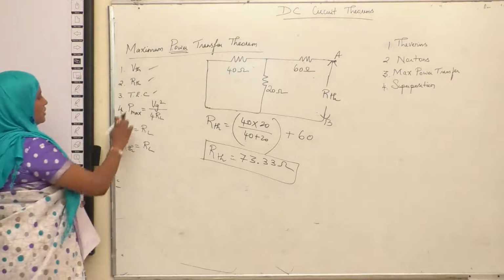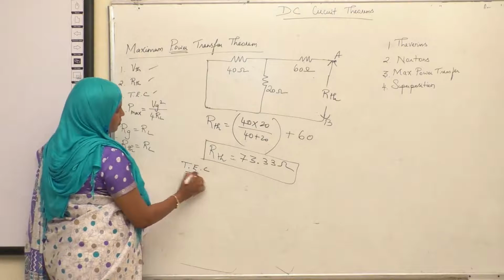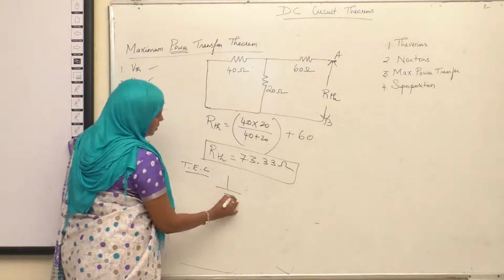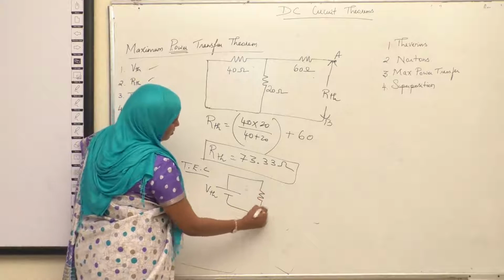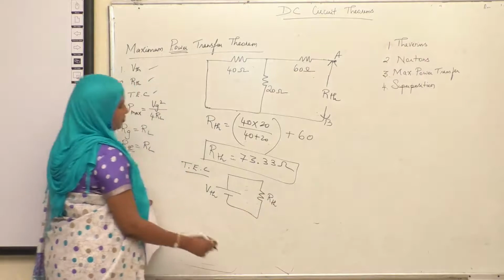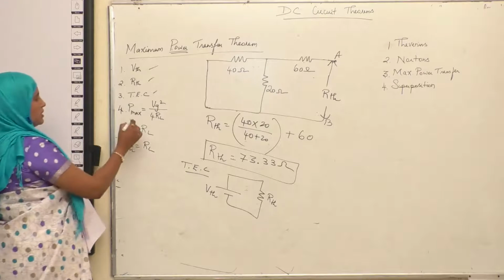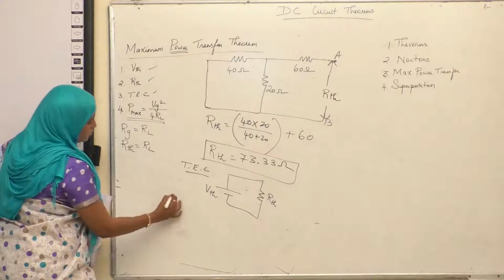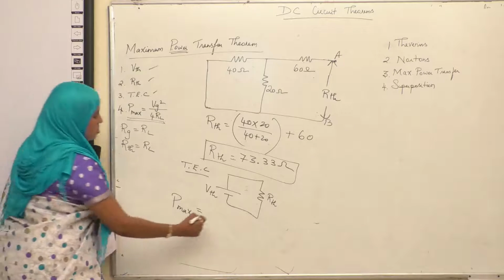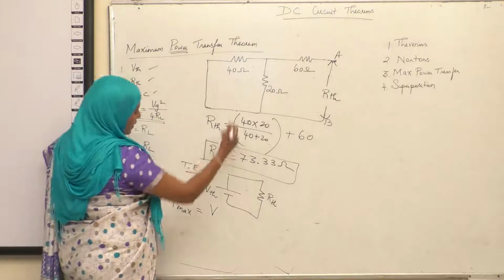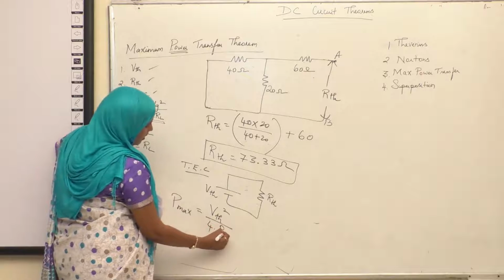Okay. Now what's your third step? Just draw Thevenin's equivalent circuit. Thevenin's equivalent circuit consists of VTH in series with RTH. Here only one thing varies from Thevenin's, which is this formula, Pmax. So maximum power transfer to the load is given by the formula, where Vg is nothing but VTH. So VTH square divided by 4 into RL.